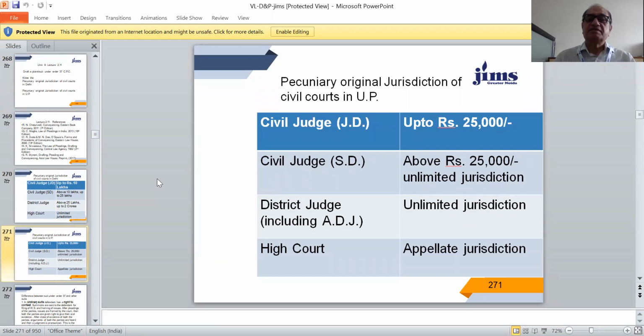initially, Civil Judge Junior Division had jurisdiction of deciding cases only up to 25,000 rupees, but now it has been raised up to 3 lakh. Civil Judge Senior Division has unlimited jurisdiction. District Judge, including ADJs, also have unlimited jurisdiction, and High Court, of course, has appellate jurisdiction.